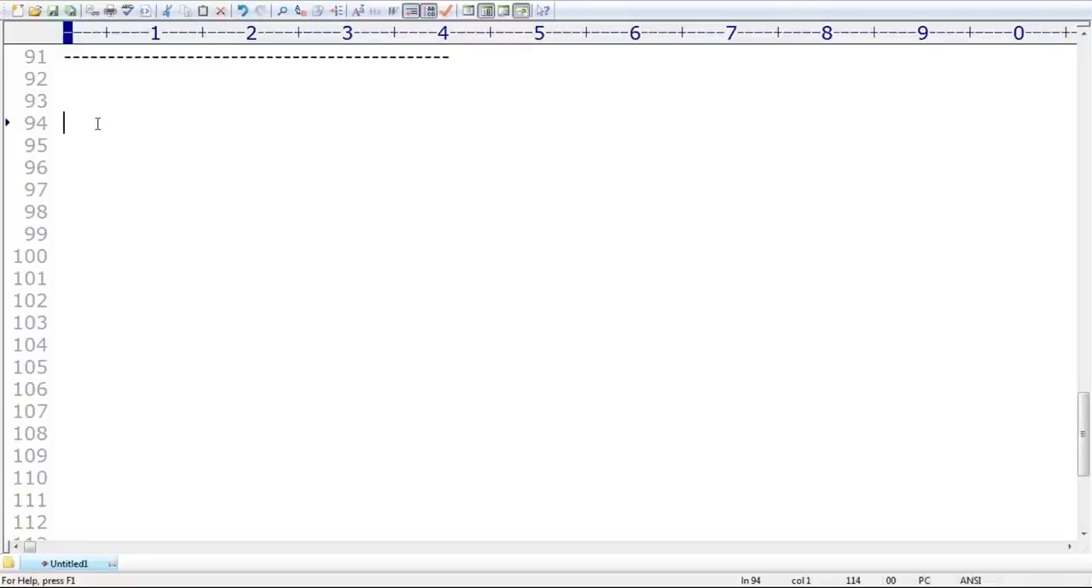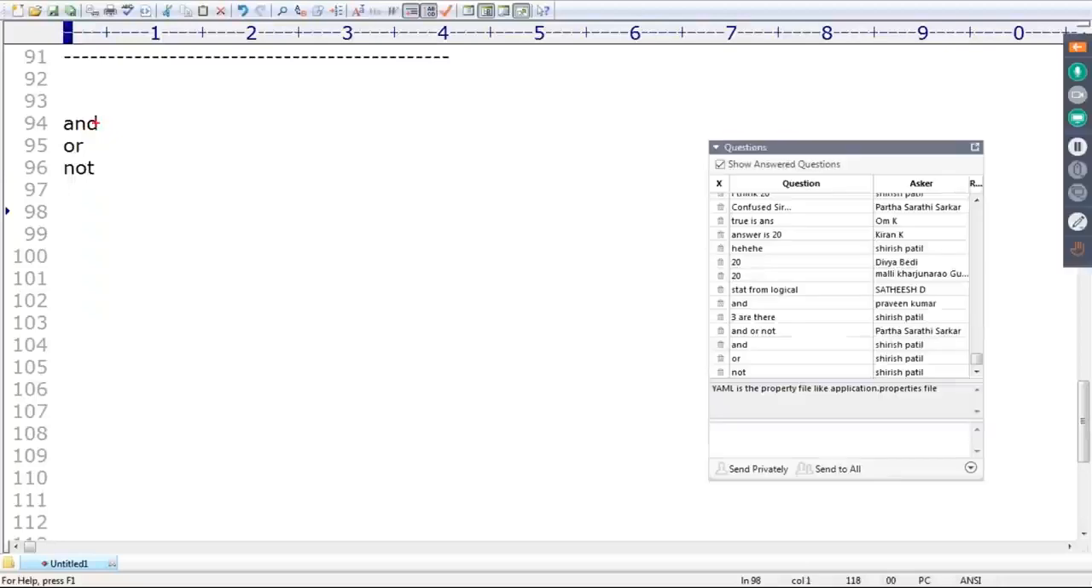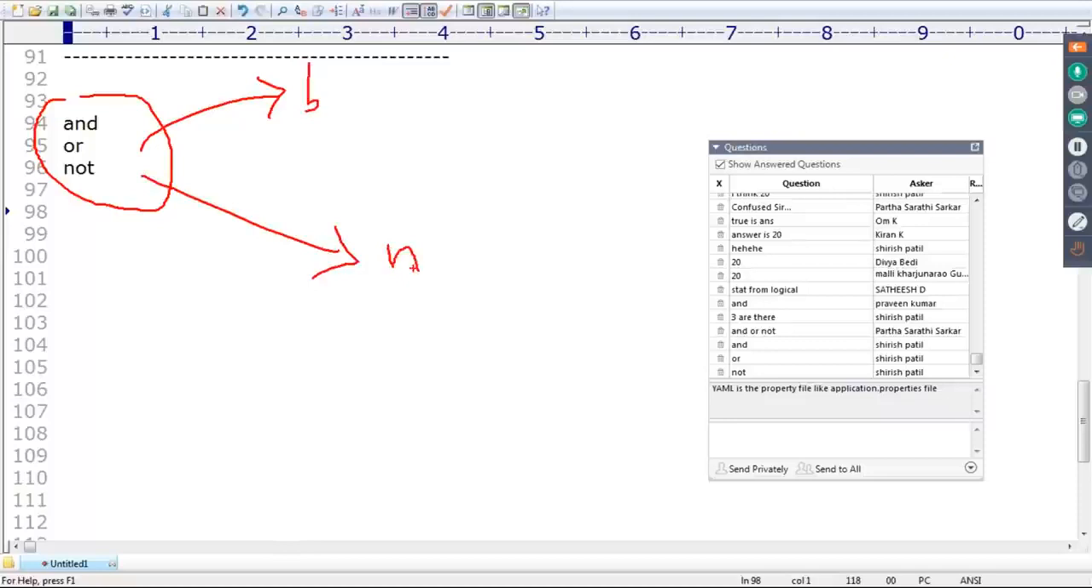Sir, we have 3 logical operators. How many operators? 3 operators, right? What is the first one? AND operator. Second one, OR operator. Third one, NOT operator, right? Now, we can apply these operators either for Boolean type or for non-Boolean type. Are you getting it right? Remember this one. Take very special care, sir.